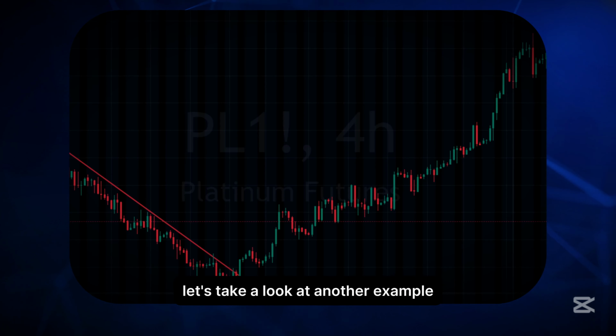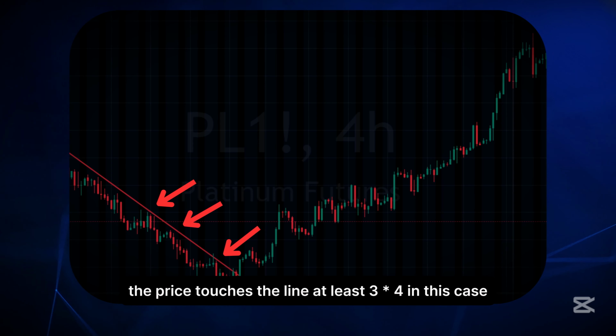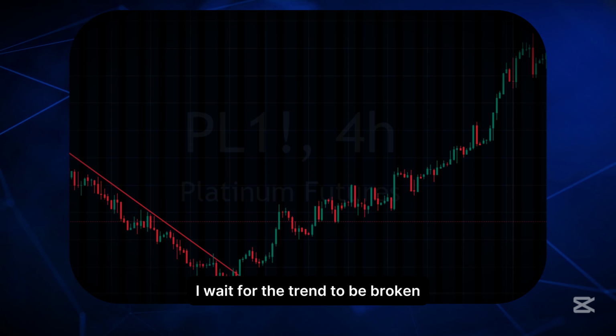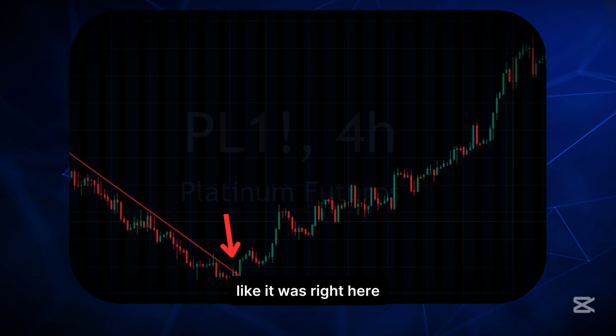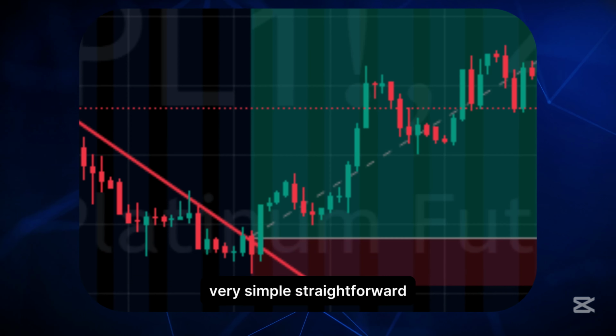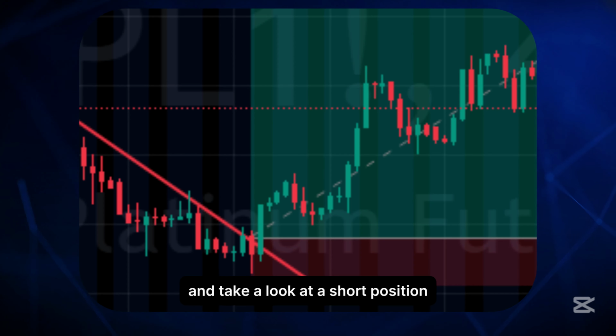Let's take a look at another example. As we see again, the price touches the line at least 3 times, 4 in this case, so it's clear the stock is in an uptrend. I wait for the trend to be broken like it was right here. Then place an order and wait to see what the price does. Very simple, straightforward.